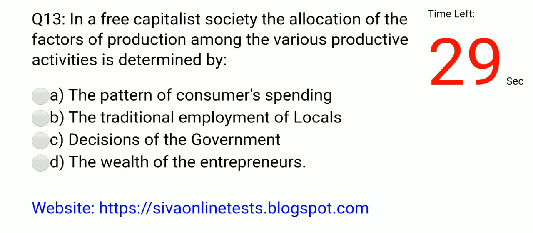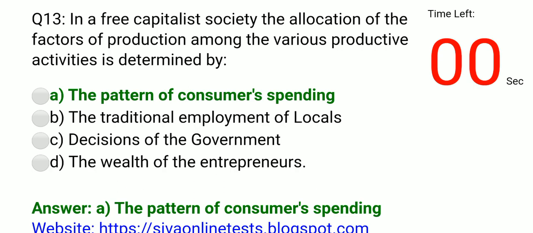Question 13. In a free capitalist society, the allocation of the factors of production among the various productive activities is determined by. Options. A. The pattern of consumer spending. B. The traditional employment of locals. C. Decisions of the government. D. The wealth of the entrepreneurs. Answer. A. The pattern of consumer spending.